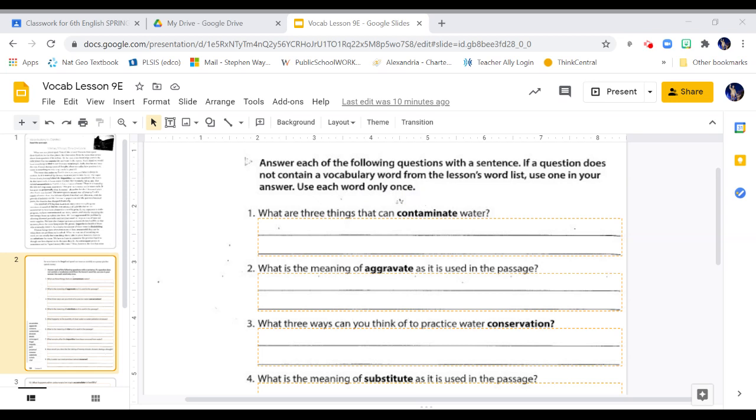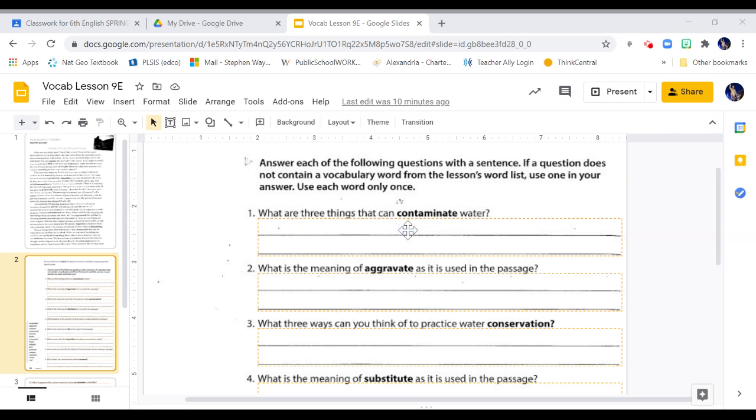So I've been seeing a lot of duplicate words. So this is just a reminder on how to do this properly. So I'm going to do two examples, one with the word in the question and one without. The first is, what are three things that contaminate water?